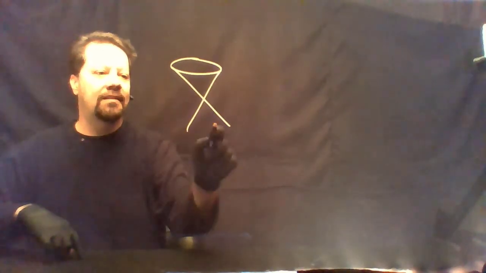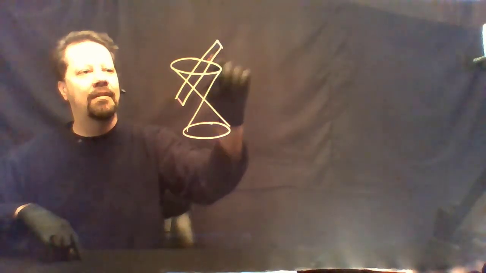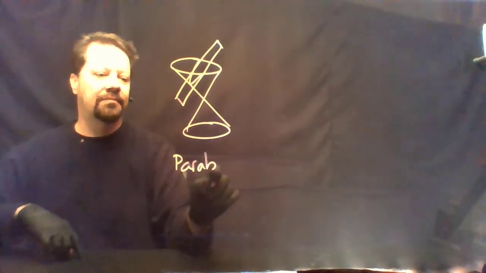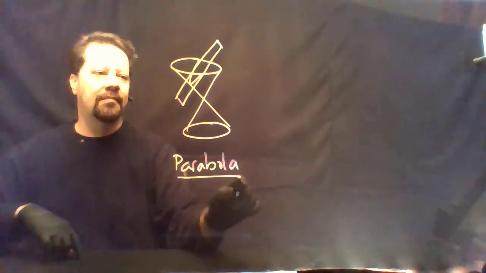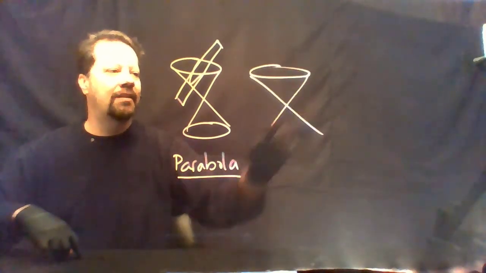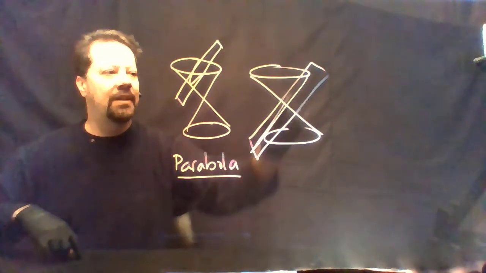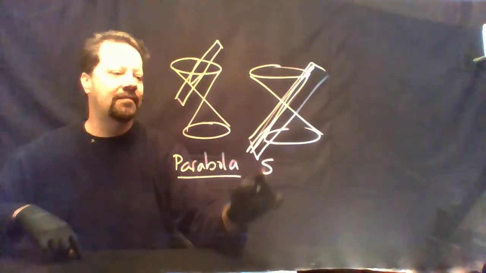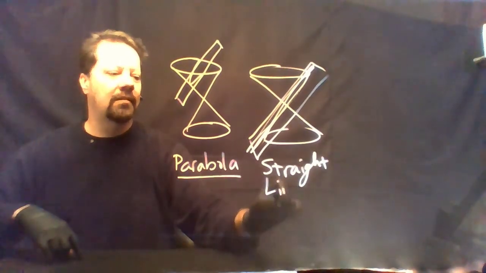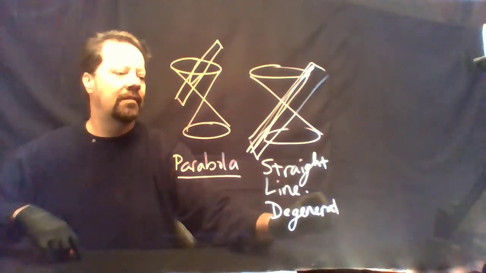If you cut a cone parallel to an edge, you end up with a parabola. If you cut a cone exactly on the edge, you end up with a single straight line. And this too is a degenerate conic.